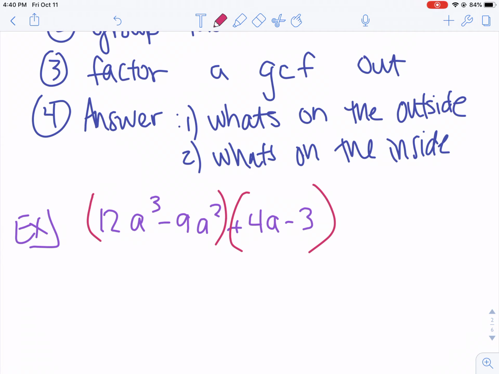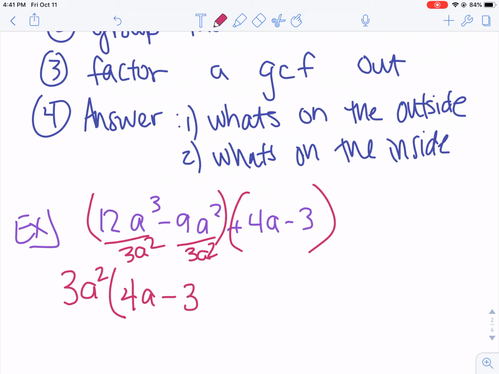The GCF of 12 and 9 is 3. And on the a's, you want to pull the smaller a out, so I'm going to pull an a squared. This means I'm dividing these by 3a squared. So 12 divided by 3 is 4. 3 minus 2 is 1a. 9 divided by 3 is 3. And then the a squareds cancel. On the second set, 4a and 3 have a GCF of 1. So I'm going to pull a 1 out, and that's going to leave me with 4a minus 3.